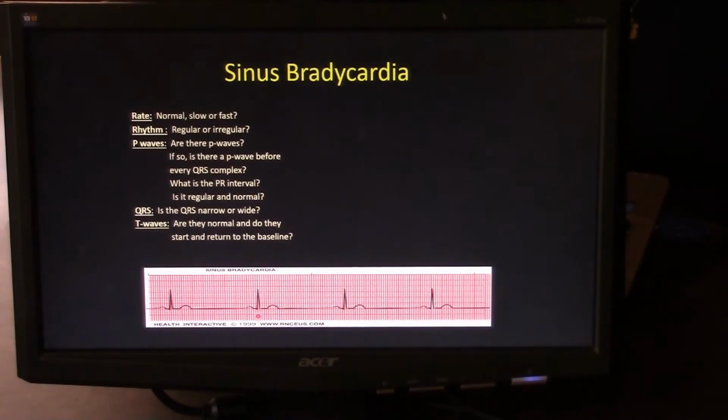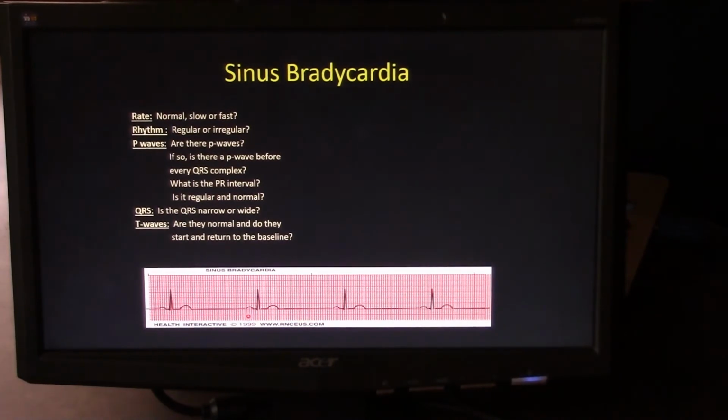Is the PR interval normal? It is 1, 2, 3, about 4.5 or 0.18 seconds. We define normal as 3 to 5 boxes, or 0.12 to 0.20 seconds. 0.18 seconds falls within that normal range, so yes.